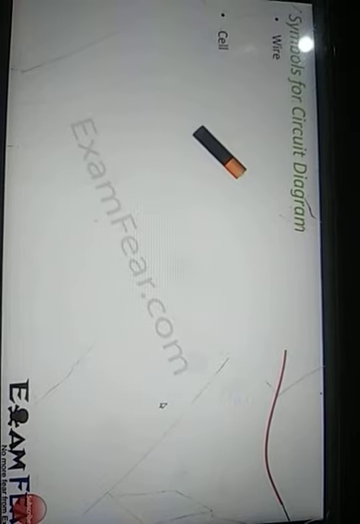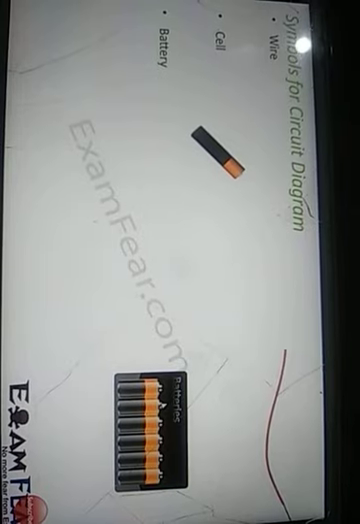Now let us quickly look at the symbols for a circuit diagram. Let us look at some of the important circuit elements, like wire. It is important because it helps us to connect different elements like battery, bulb, and so on. Second is the cell, another important thing because it is the source of electricity. It generates electricity. Battery. What is a battery? It is nothing but a combination of cells.